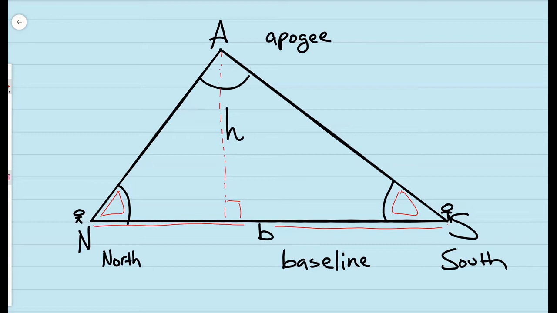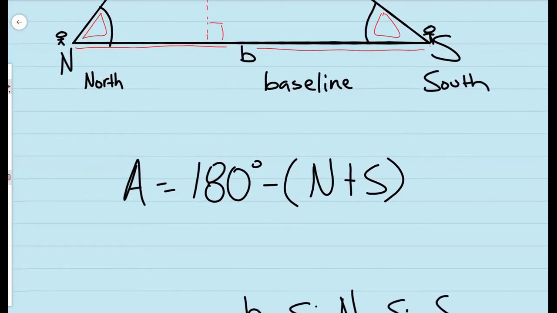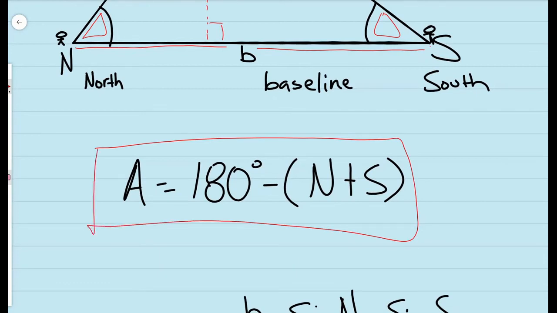If you have these numbers, then you can use a little bit of trigonometry to find h, the altitude. So have this in mind. The angle at the apogee, A, is right here. To find A, you just take 180 minus the sum of the north angle and the south angle, because the triangle only has 180 degrees in it. So if we know the north and south angles, then we also know the apogee angle.